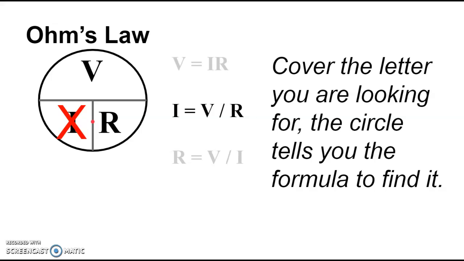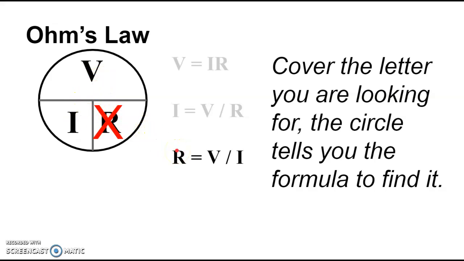Or if I was looking for current, I cover the I. That leaves me with V. This line represents divided by. So current is equal to voltage divided by resistance. Or if I were looking for resistance, I cover the R, and I find that resistance is equal to voltage divided by current.